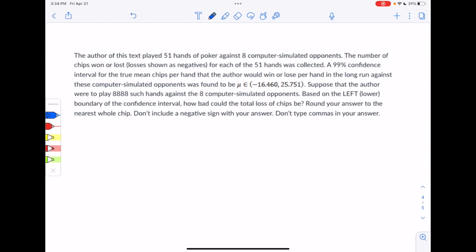in the long run against these computer-simulated opponents was found to be mu is an element of negative 16.460 to 25.751. So what that's saying is that the average win or loss would be somewhere between losing negative 16.46 chips per hand on the low or bad end to 25.751 on the good or positive or winning side.